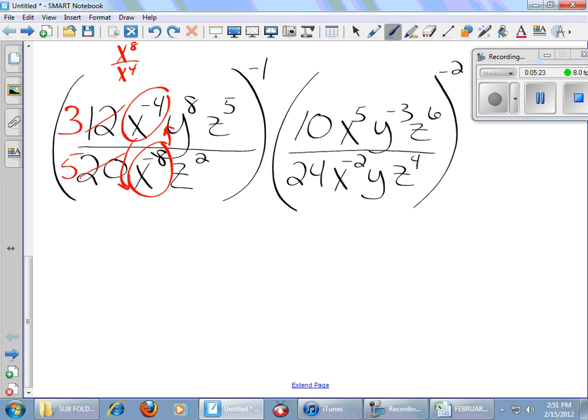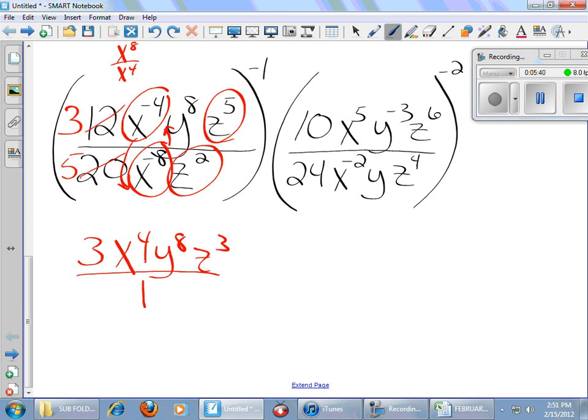So in my numerator, I'm going to have an x to the 4th. So it's going to look like this. My y to the 8th is going to stay put. He's not going to simplify with anybody. And then I'm going to get a z cubed in the numerator. I'm going to leave that over 1 for right now. And I know that's to the negative first.